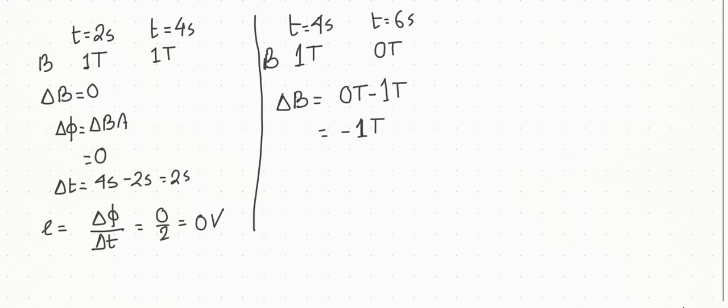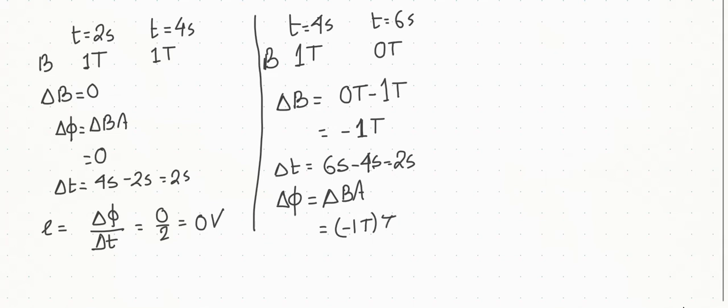Okay. Now del T, what is the del T? What is the time interval? That is 6 seconds minus 4 seconds, which is equal to 2 seconds. Okay. So what is the value of del phi here? Del phi equals del B multiplied by A. Del B is minus 1 Tesla. Capital A is pi r square.